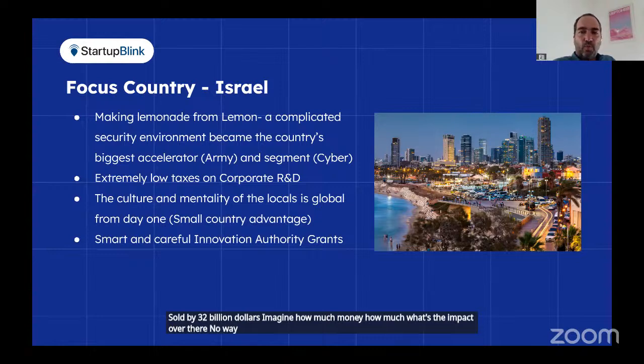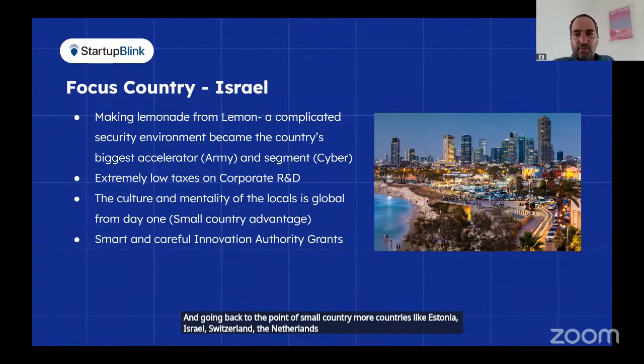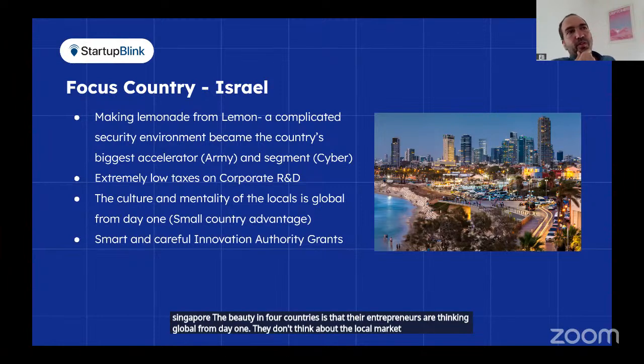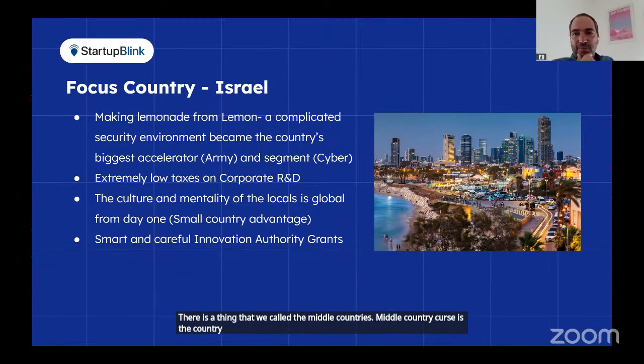And once again, going back to the point of small countries like Estonia, Israel, Switzerland, and Singapore, the beauty in small countries is that their entrepreneurs are thinking global from day one. They don't think about the local market. There is a thing that we call the middle country curse. Middle country curse is a country that has more than 20 million population.